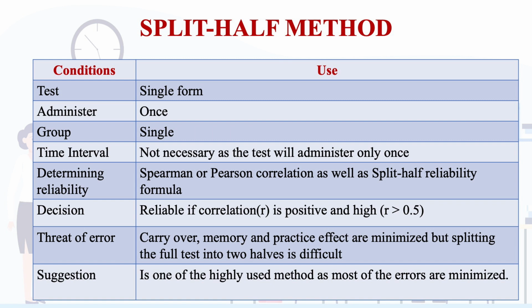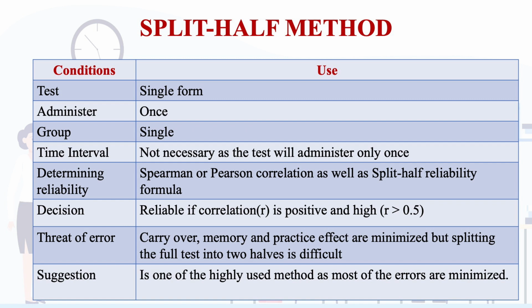First of all, under this condition you will find that a single test will be used and the test will be administered only once, and the group will be single, upon a single group. So that's why here automatically many errors are minimized, because a single test will be used. Here there is no question of using two tests, and it will be administered upon a single group of students. So here the group will not change. And third, you can say the group will be single and administration will be once.